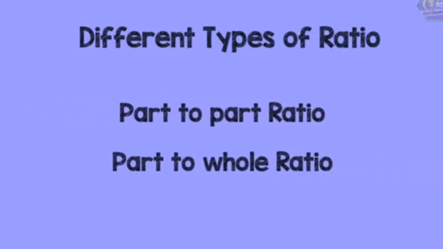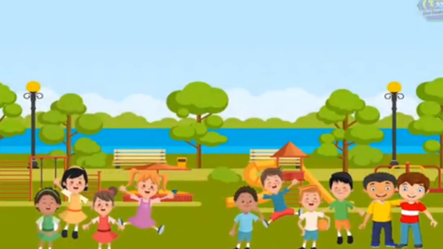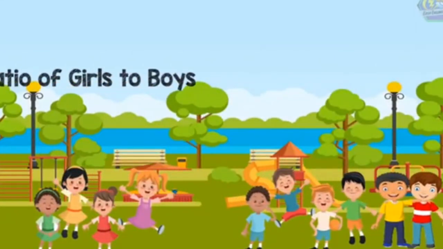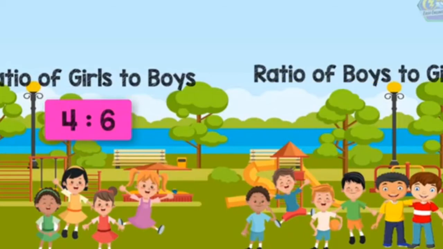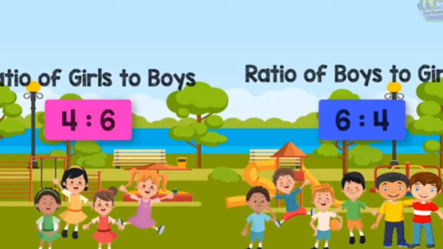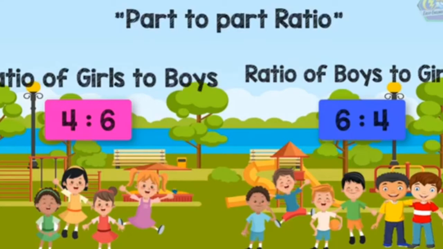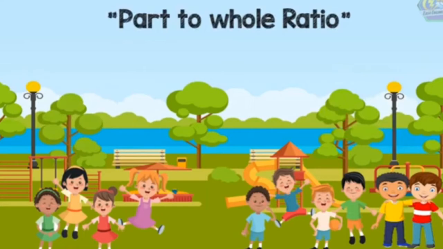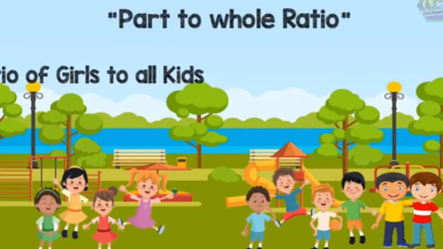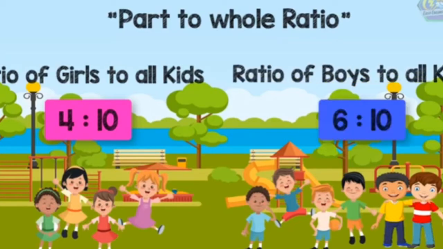Now let's look at two types of ratios, the part-to-part ratio and part-to-whole ratio. Let's consider these kids. We have 4 girls and 6 boys. So the ratio of girls to boys is 4:6, but that of boys to girls is 6:4. This is called part-to-part ratio. Now let's look at part-to-whole ratio. We compare the girls to the total number of children, which is 10. So that is 4:10. For the boys, there are 6 of them, so it's 6:10, because there are a total of 10 kids altogether.